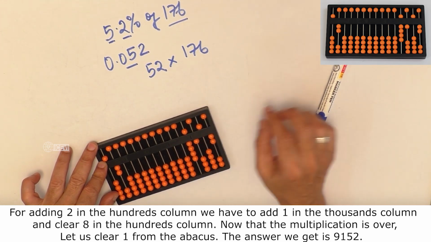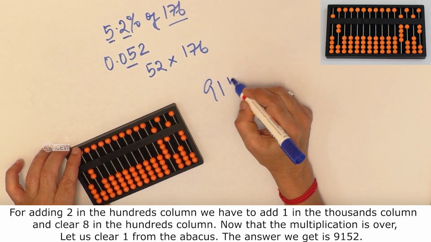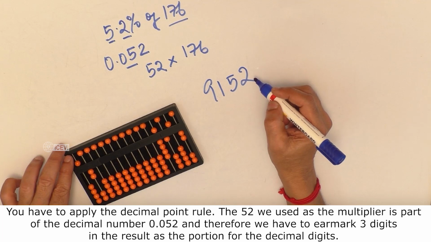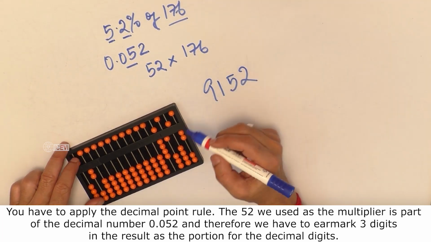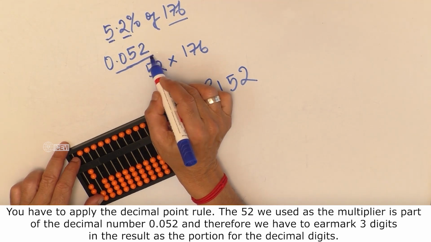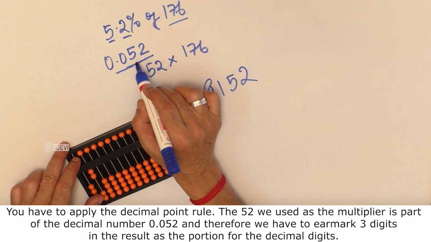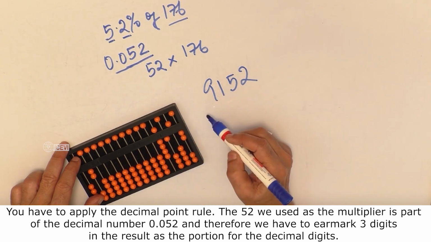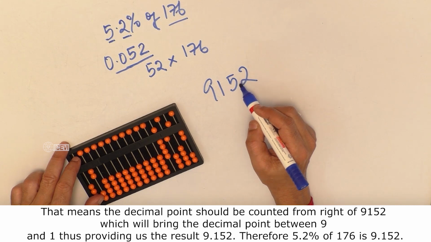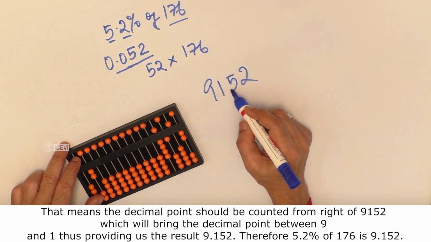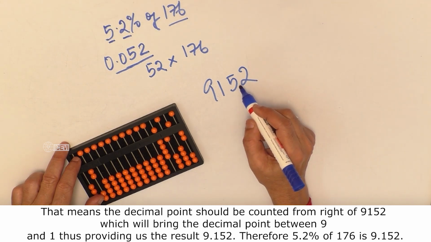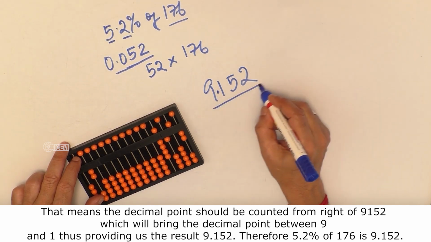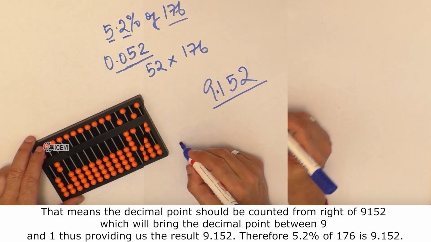Now the answer is 9,152. You have to apply the decimal point rule here. The 52 we used as the multiplier is part of 0.052, and therefore we have to earmark 3 digits in the result as the portion for the decimal digits. That means the decimal point should be counted from right of 9152, which will bring the decimal point between 9 and 1. Therefore, providing us the result 9.152.